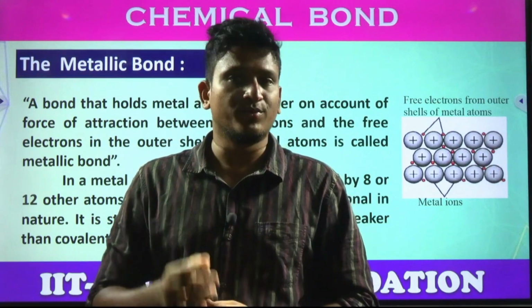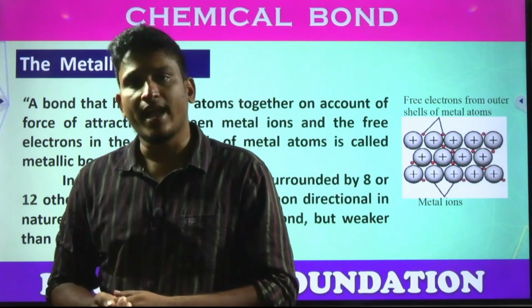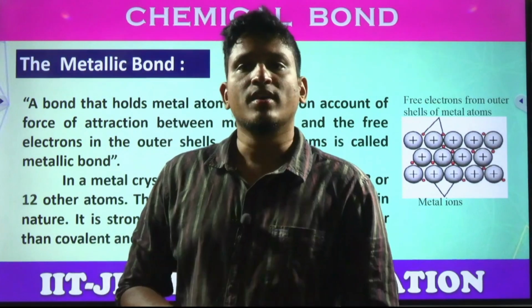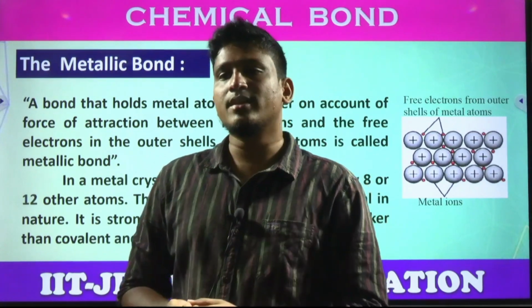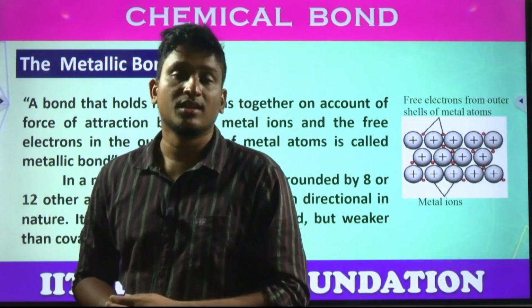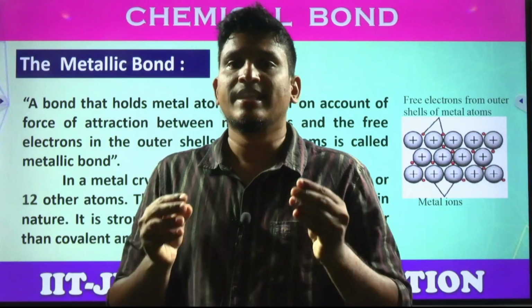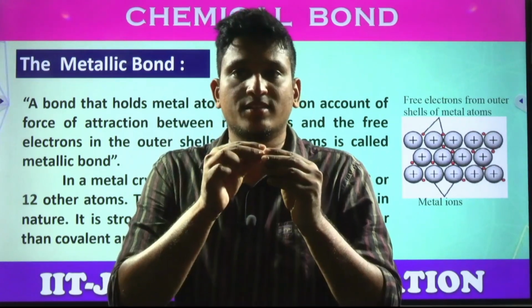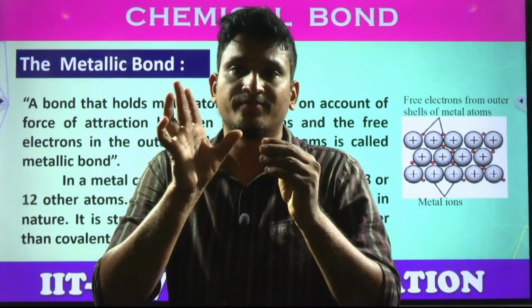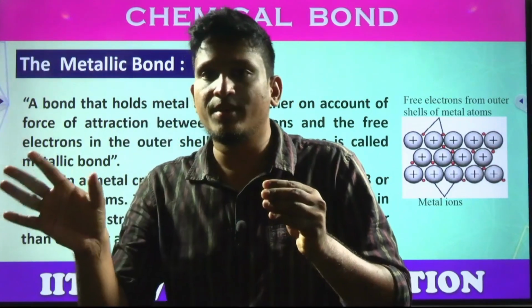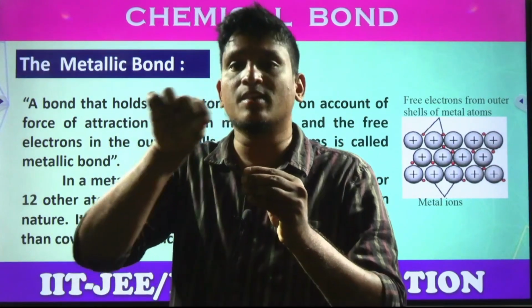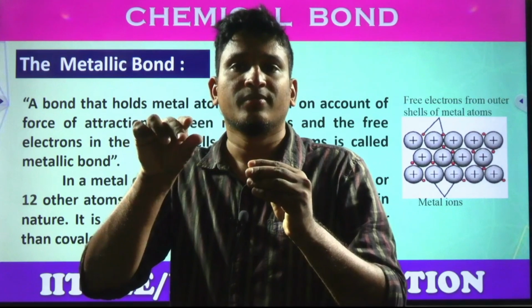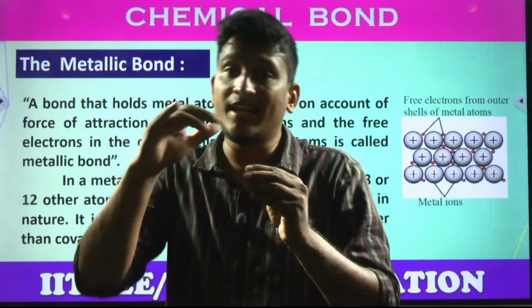All these metals have valence electrons, yes or no? What is the nature of metals? Metals always show a tendency to lose electrons. In the solid form, these electrons which are present in the valence shell are almost lost. Lost means they are not going anywhere. They are present surrounding these metal atoms, but they are freely moving.